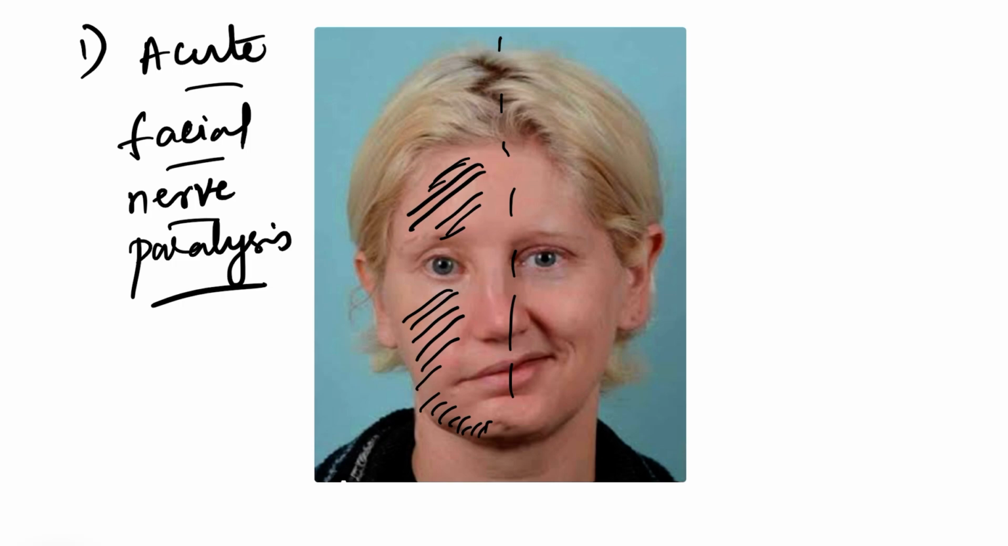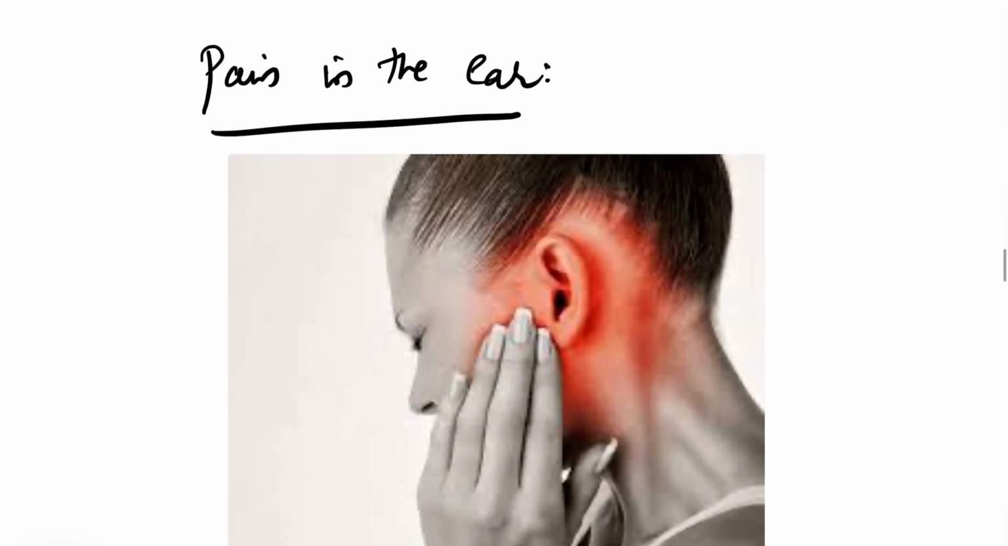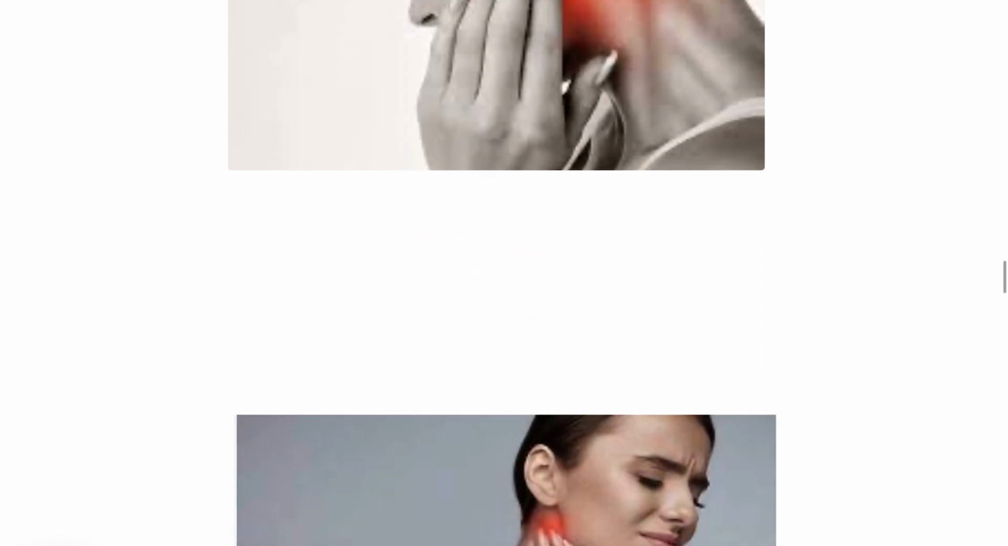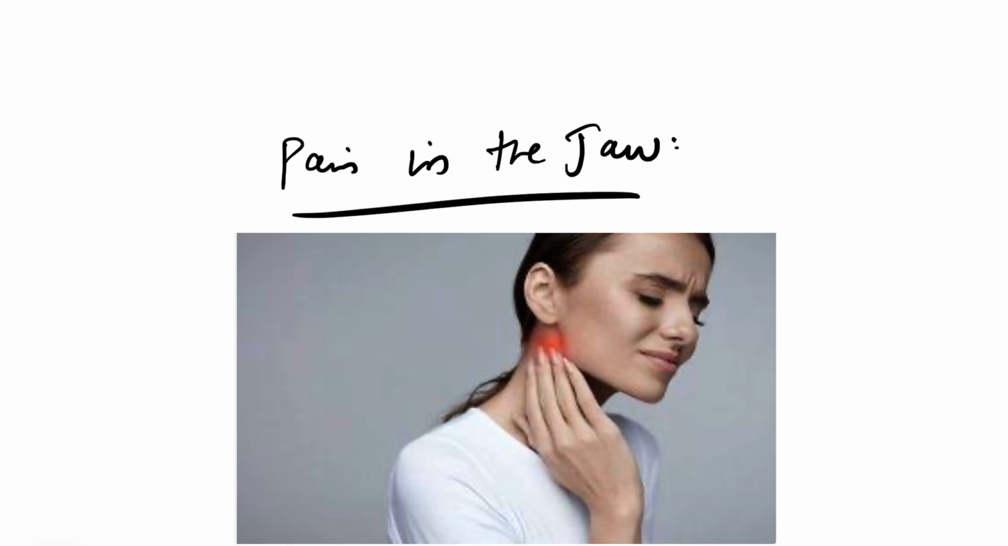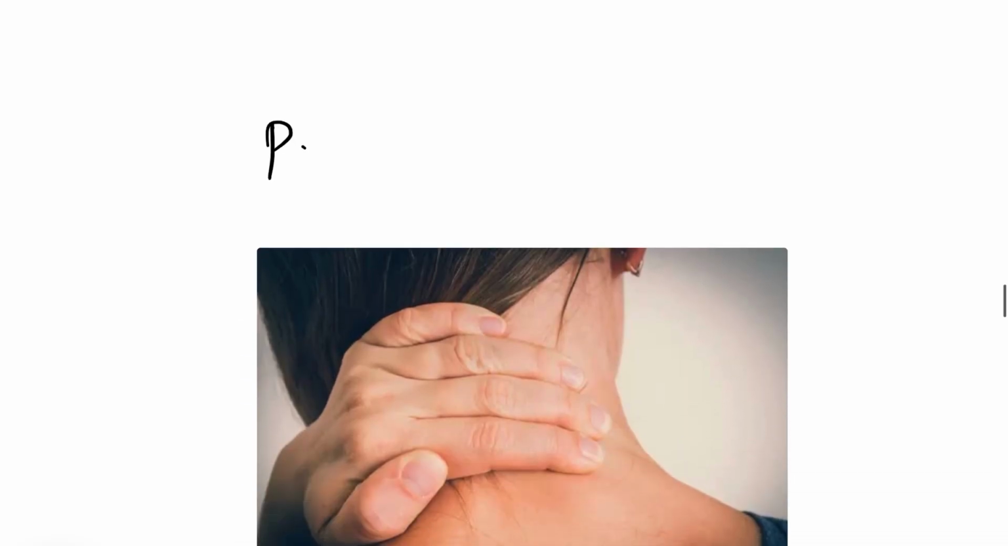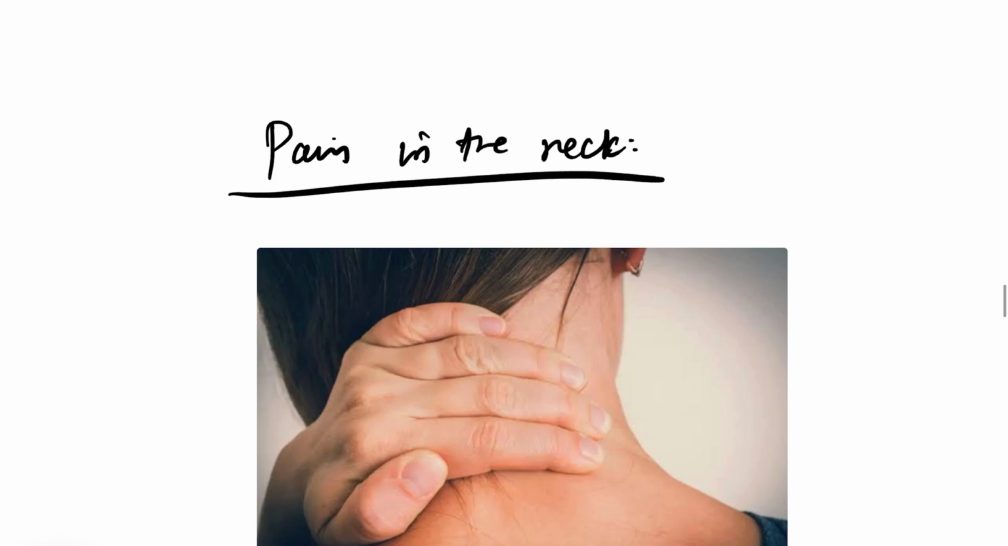So isolated facial paralysis, also known as Bell's palsy, but in Ramsay-Hunt syndrome also you can see this facial paralysis. Then another symptom you can expect is pain in the ear, known as otalgia. Already we have discussed in the classical triad, there will be severe pain in the ear. Also there can be pain in the jaw, at the angle of the mandible bone, or pain in the neck. These are the classical presentations: facial paralysis or generalized pain in the ear, jaw or neck.